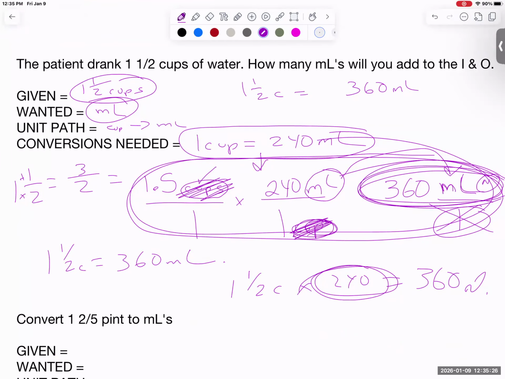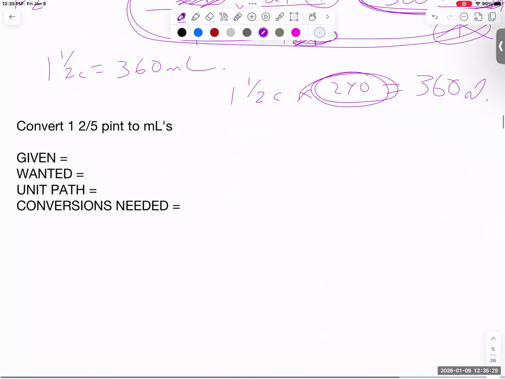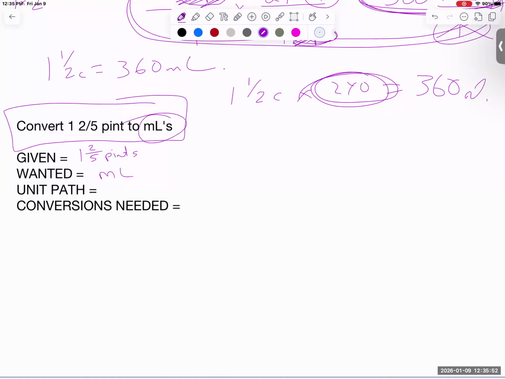Okay. Yep. So here, what's the given? This question says convert 1 2/5 pints to milliliters. This was part of that intake and output. So my given is 1 and 2/5 pints. My wanted, it says convert it to milliliters. My path is pints to milliliters. Okay, great. What's the conversion I should have memorized? 1 pint is 480 milliliters.